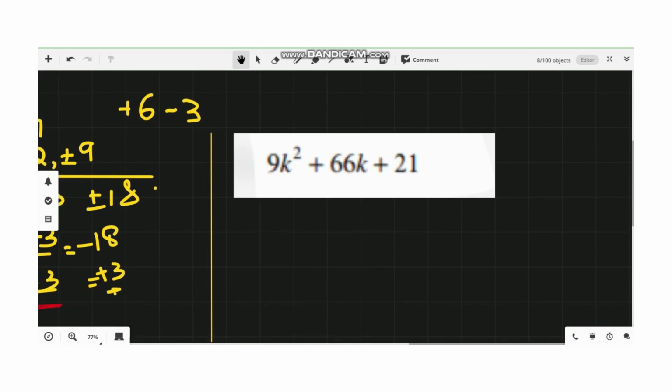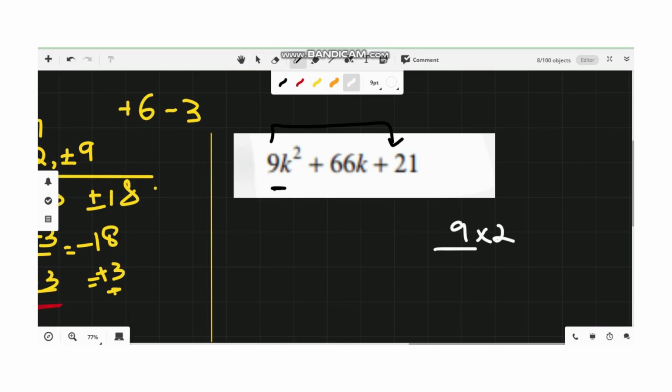9k squared plus 66k plus 21. So now again, the a value is more than 1, that's 9, more than 1. So we are going to multiply the 9 with 21. So I'm going to write here 9 times 21. 9 times 21, what was that? 9 times 1 is 9, 9 times 2 is 18. So 189, a very big number.